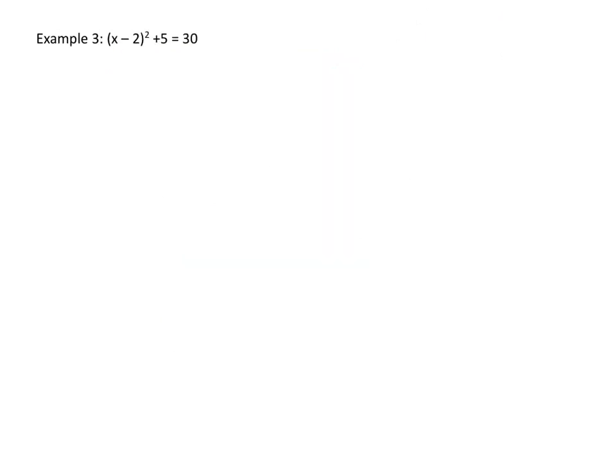Okay, we go to the next. So here we have another example. This one is a little different. So we need to isolate the squared part. I'll do that by subtracting 5 from both sides. So what do I get? I get x minus 2 squared is equal to 25.